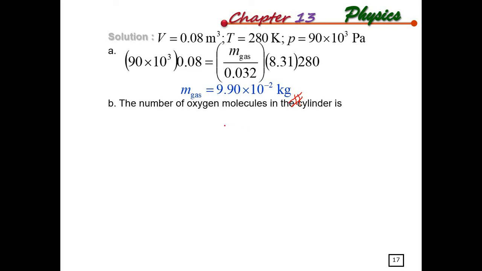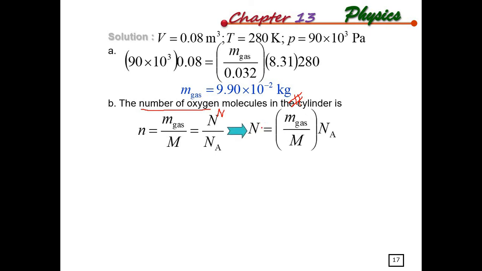Now for B, the number of oxygen molecules in the cylinder. We need to determine the number of oxygen molecules, abbreviated by N. From the equation of number of mole, n equals m of gas over M. n is also equal to capital N over Avogadro number Na. So we rearrange the formula. We get the number of oxygen molecules N equals m, the mass of gas, over molar mass M, times Avogadro number. Just substitute the numbers in the equation.